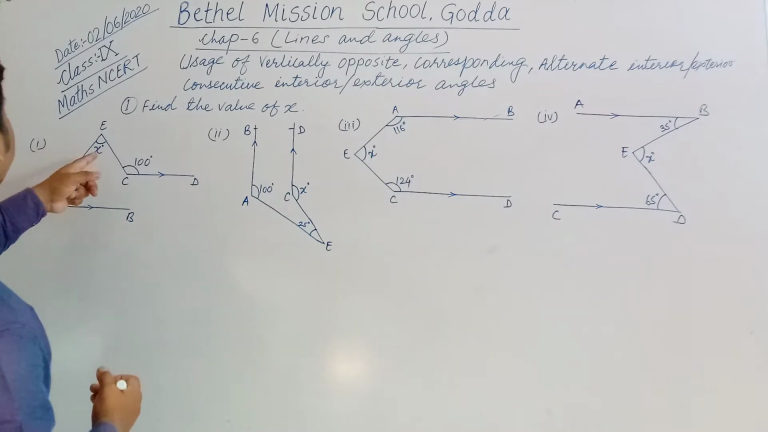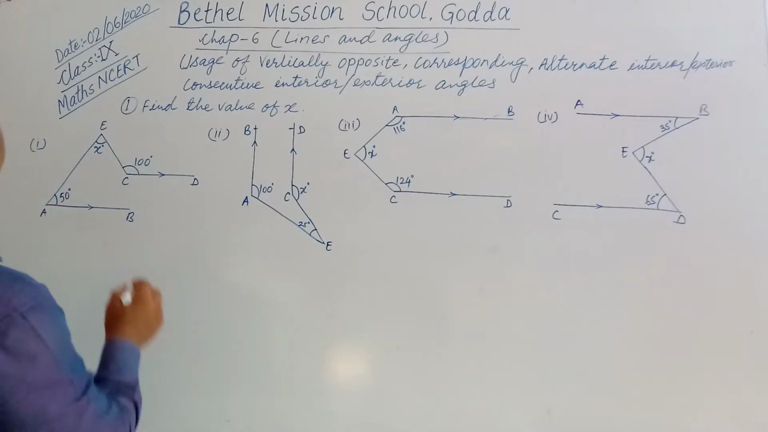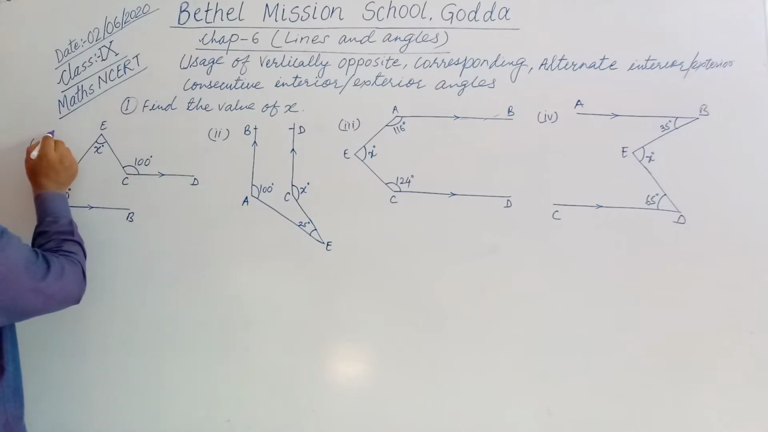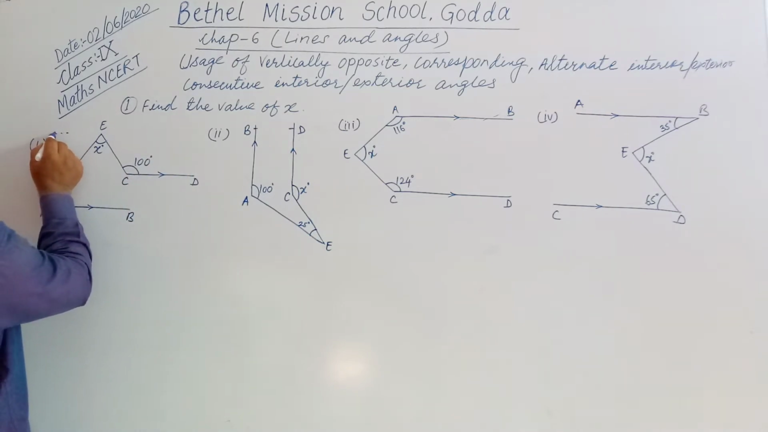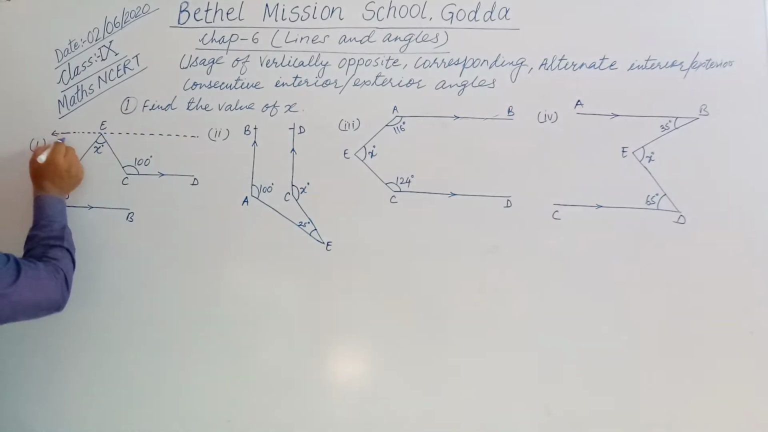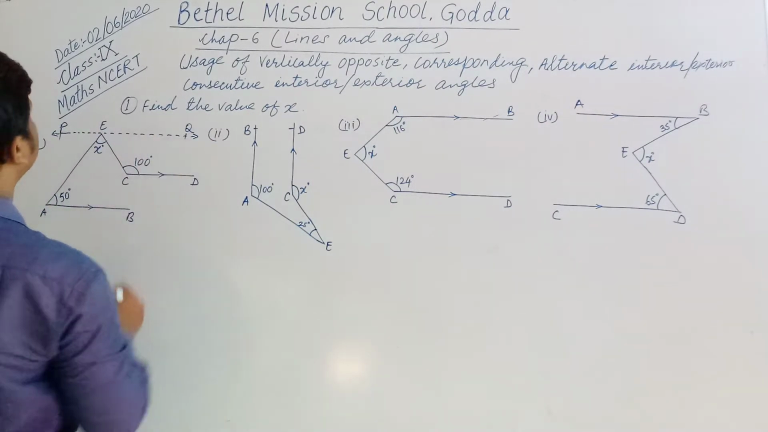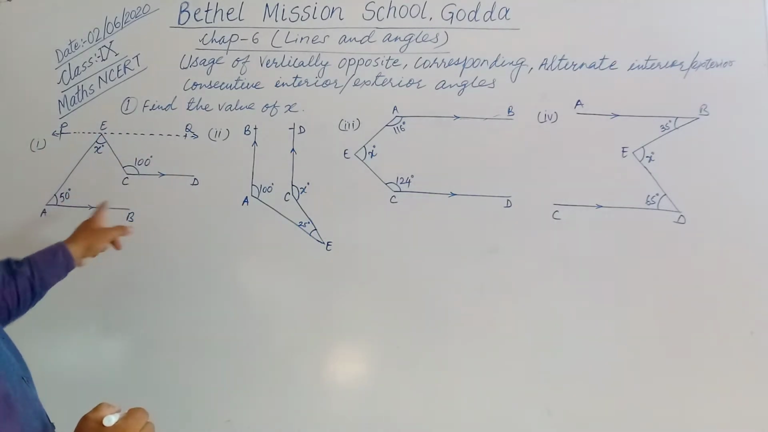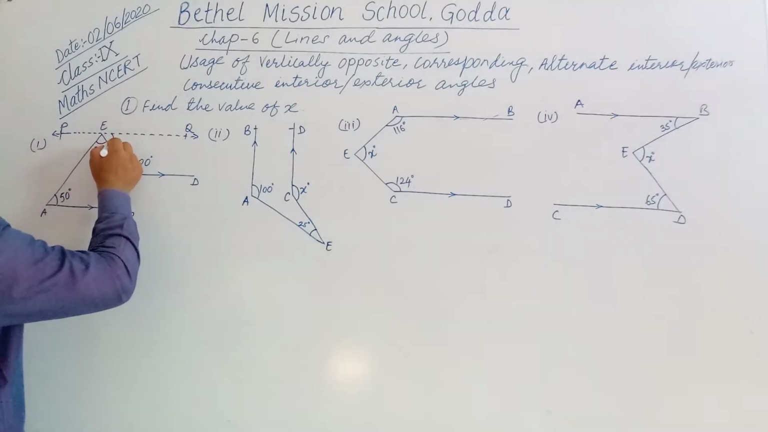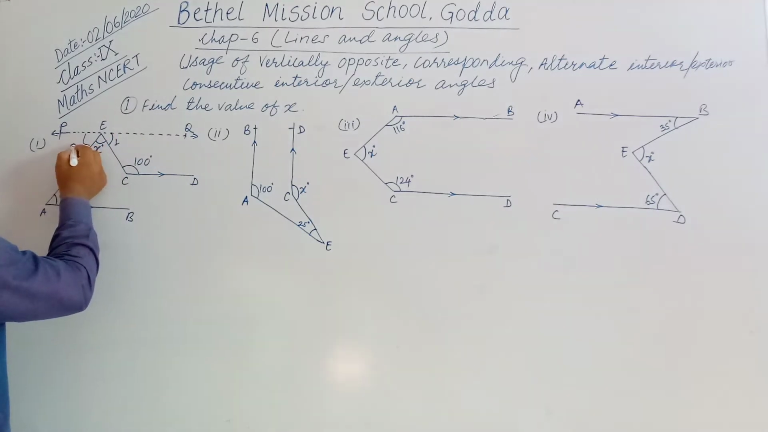So how can we find the value of x? First of all, we need to construct an extra line which will be parallel to the given lines. I have constructed it, you can name it PQ. I have drawn PQ parallel to AB and CD. And here we can name this angle, angle 1, and this angle, angle 2.